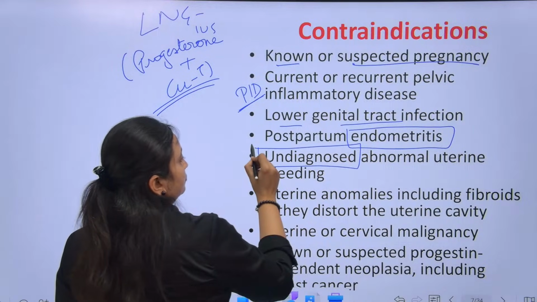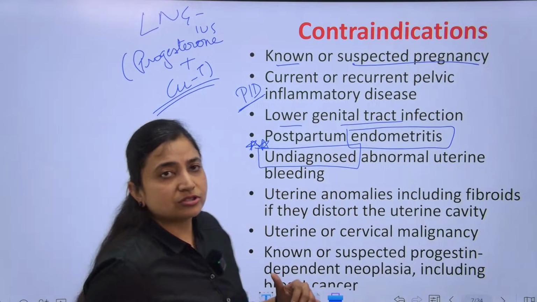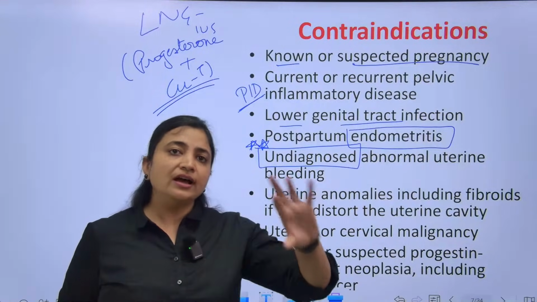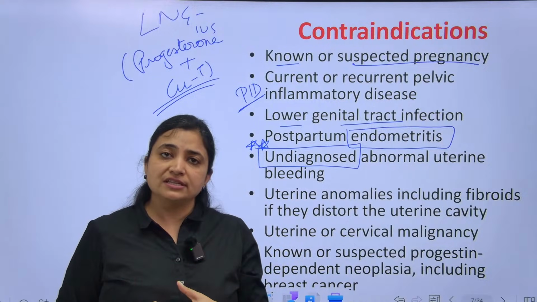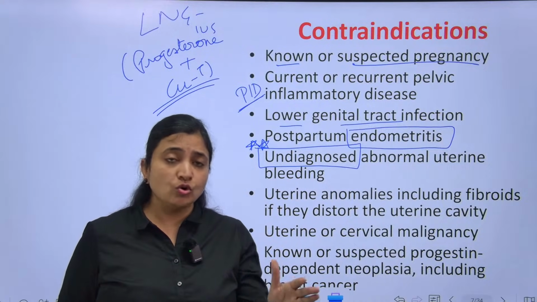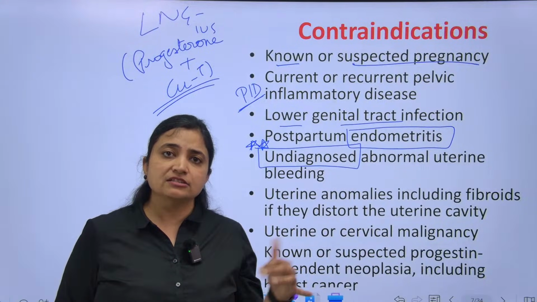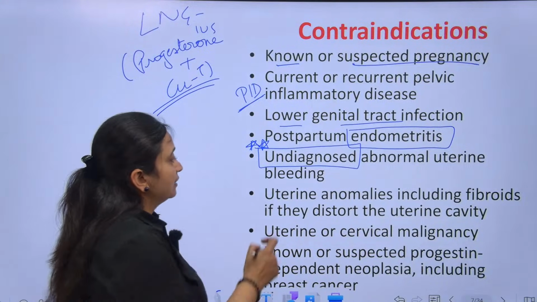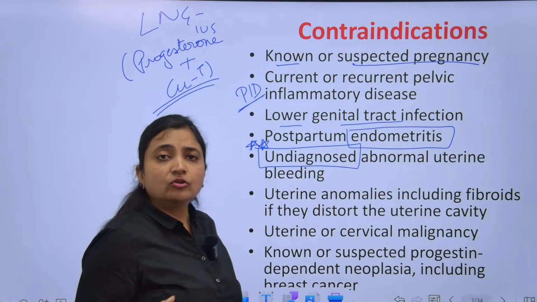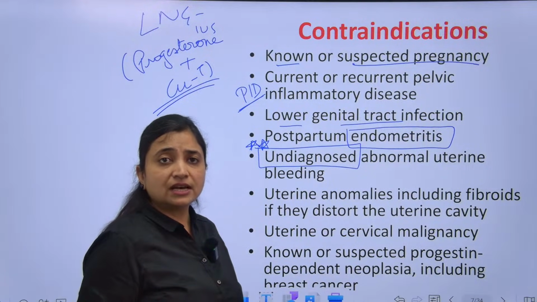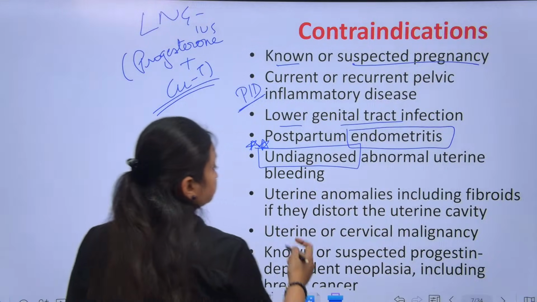Undiagnosed abnormal uterine bleeding. This word is important. What is undiagnosed? The patient came to you and you put a LNG-IUS. This is not correct. First, you will have to go for all basic investigations, to know that yes, this is a case of idiopathic AUB. Only in that case we can give LNG-IUS. Otherwise, if you put it in undiagnosed, I don't know whether it could be a leiomyoma or there could be hyperplasia, there could be cancerous changes. So first rule out all those things.